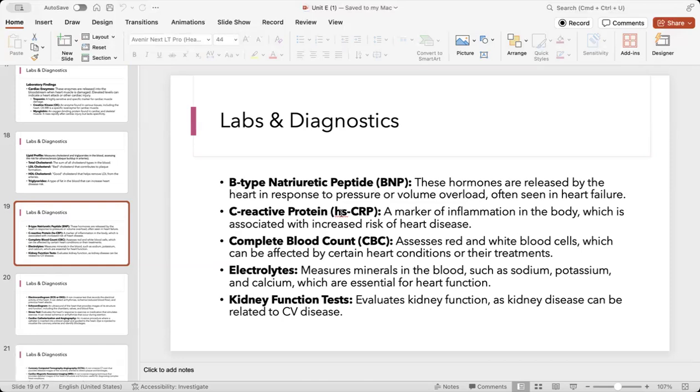Some of the others, they'll do a CRP. We won't talk too much about these, but if they're concerned the patient is at increased risk of heart disease, they might look at the CRP level. CBC, electrolytes, we kind of talked about that in our last lecture. Really important to know what all those electrolytes are because they can impact cardiac function.